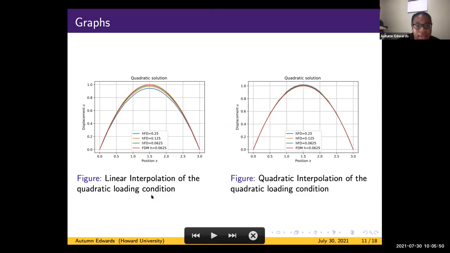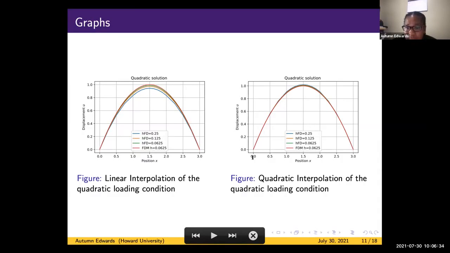Here on the left, we have our linear interpolation, and this is with a quadratic loading condition. In our linear interpolation, we have the blue plot, which is at 1/4 for our coupling, 1/8 for our coupling here in the orange, and then in the green, we have 1/16. Then this red plot is where there is no coupling. It's just the linear elasticity region, which we talked about earlier, where we will see modeling error, which is where we compare this red plot with the rest.